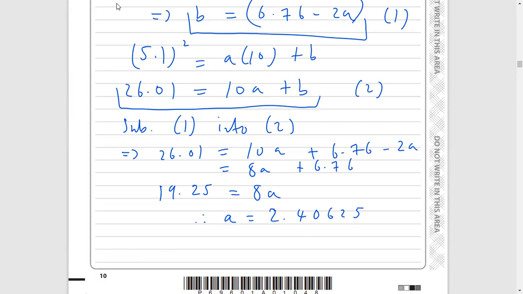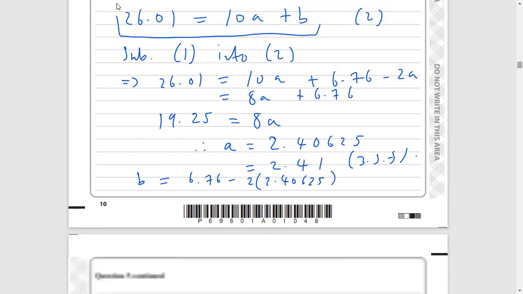So to 3 significant figures, that's going to be 2.41, rounding the 0 up to 1 there. And then to get the b value, we can just use the formula that we've got up here. So b is going to be equal to 6.76 take away 2 times the 2.40625 that we got there. So the exact value of a, I'm going to use the exact value of a.